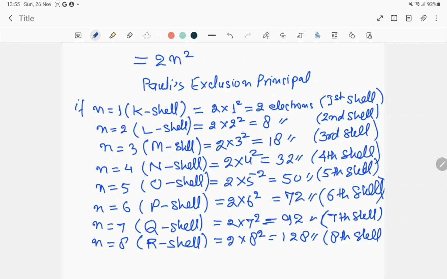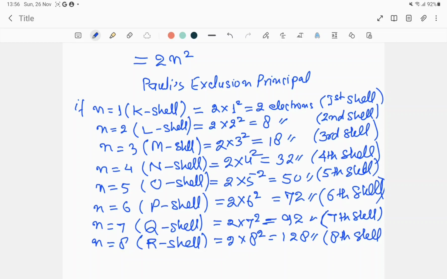So these are the maximum numbers of electrons: 2, 8, 18, 32, 50, 72, 92, 128, which can be accommodated in K shell, L shell, M shell, N shell, O shell, P shell, Q shell, and R shell respectively. So the maximum number of electrons increases in the shells as we move away from the nucleus.